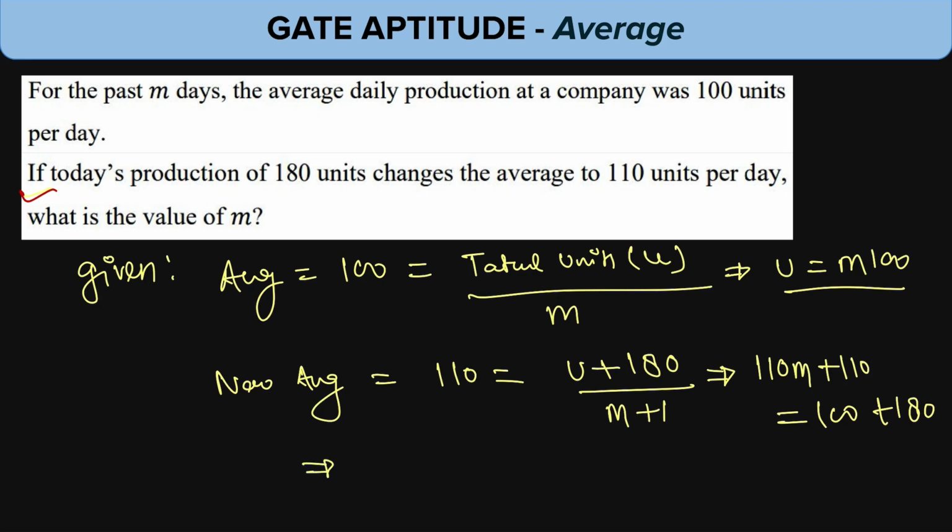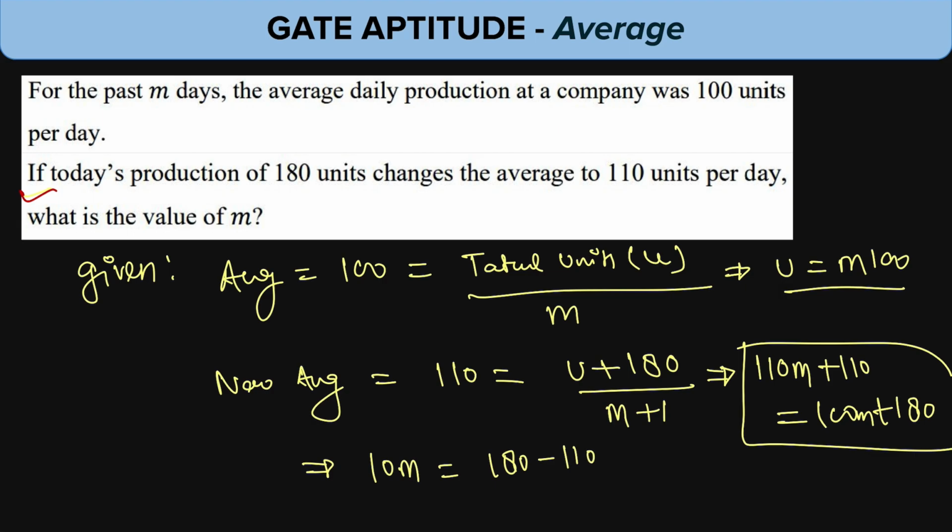So simply let's solve this equation. It is 100 m, so 10 m equals 180 minus 110. It implies that m equals 7. If you solve this question, then you will get the value of m is 7.